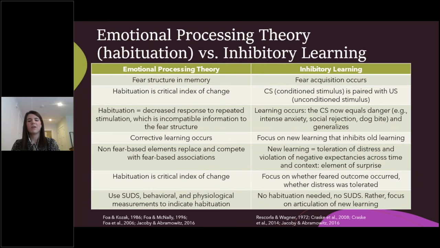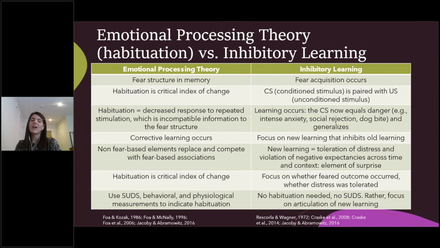And then if they learn in that context that no social rejection occurs, then there's this element of surprise, like, oh wow, what I thought was going to happen didn't happen. And that element of surprise is so important because that will help to highlight the violation of the negative expectancy and the toleration of distress. We focus on whether the feared outcome occurred or didn't, and whether distress was tolerated.